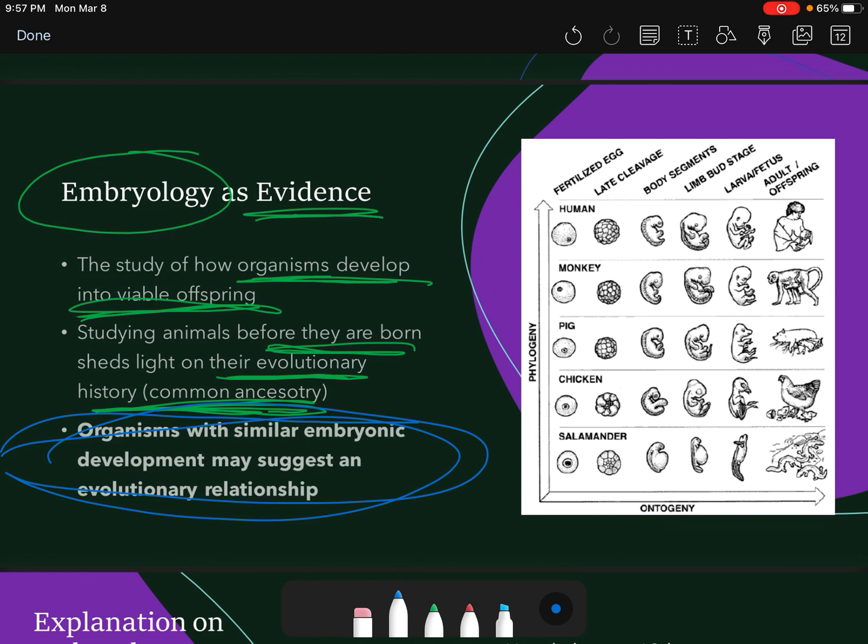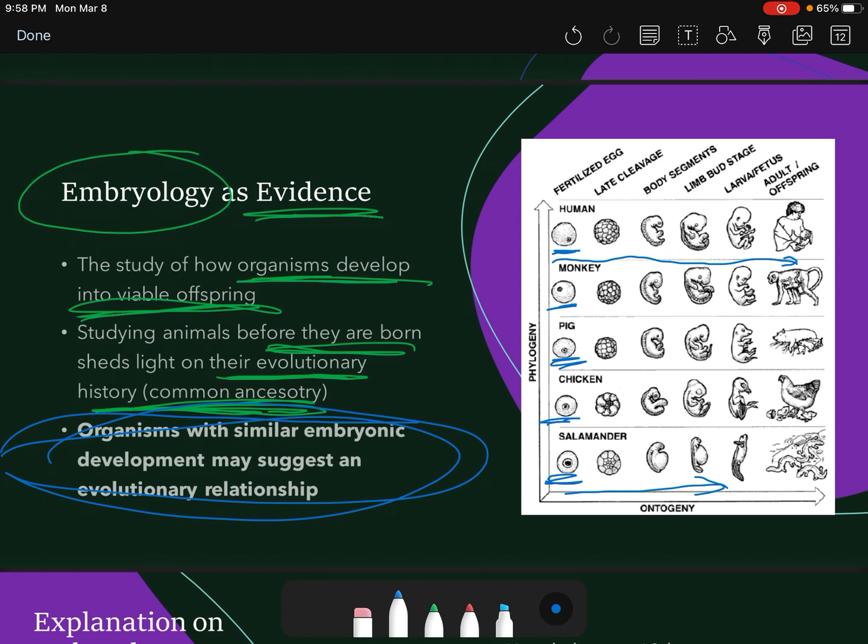Over here in the image, we see a human embryo, a monkey embryo, a pig embryo, a chicken embryo, and a salamander embryo. And then, as we move to the right, down the line, we are going to see how these organisms progress through embryonic development.